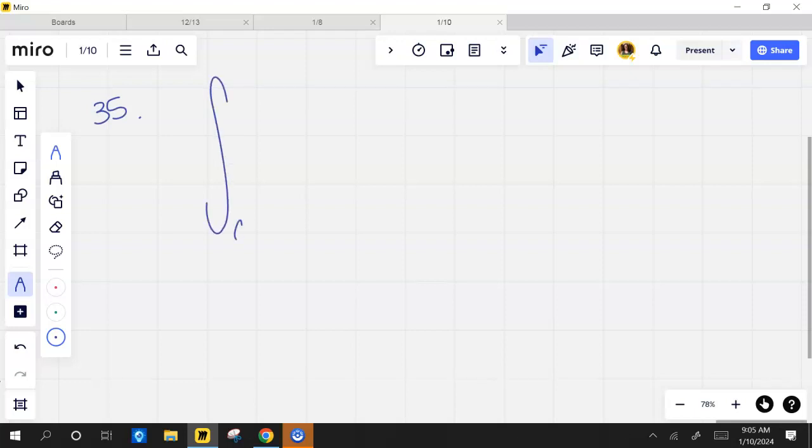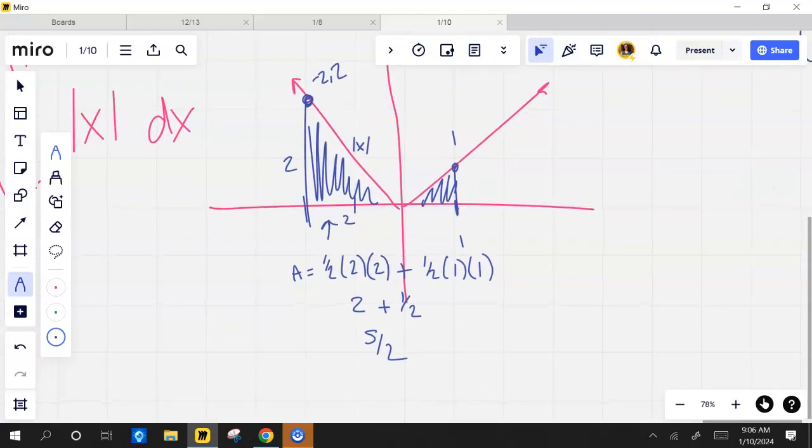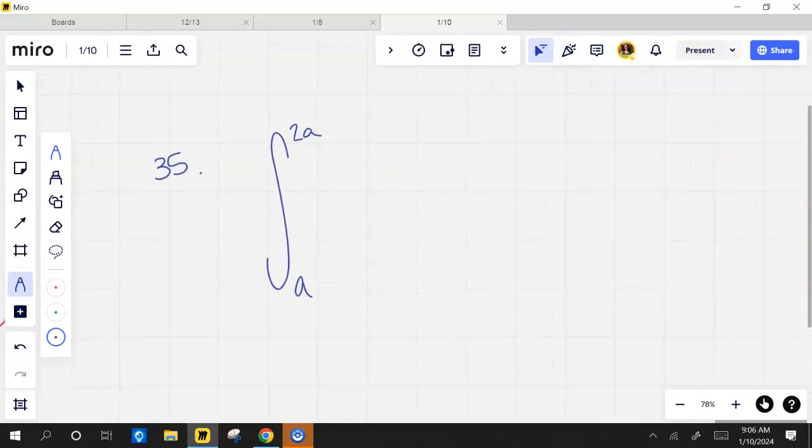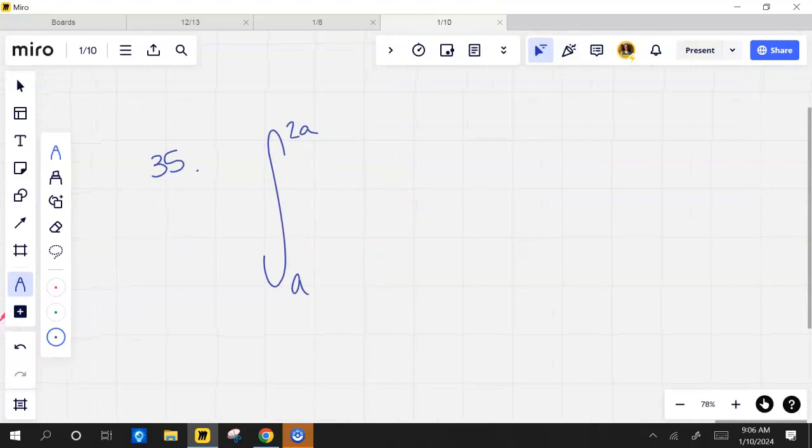35 is the integral from a to 2a. You didn't mean to go back? 5 over 2. No, I was just going to. These are the kind of questions that an AP exam loves. They're kind of cool, though, when you think about them.